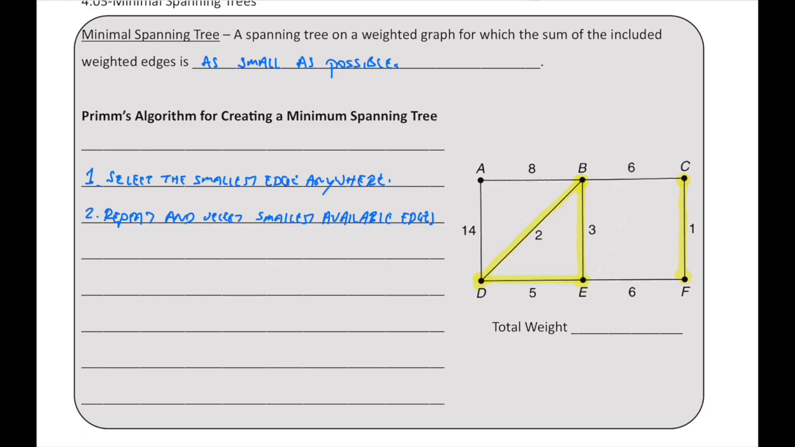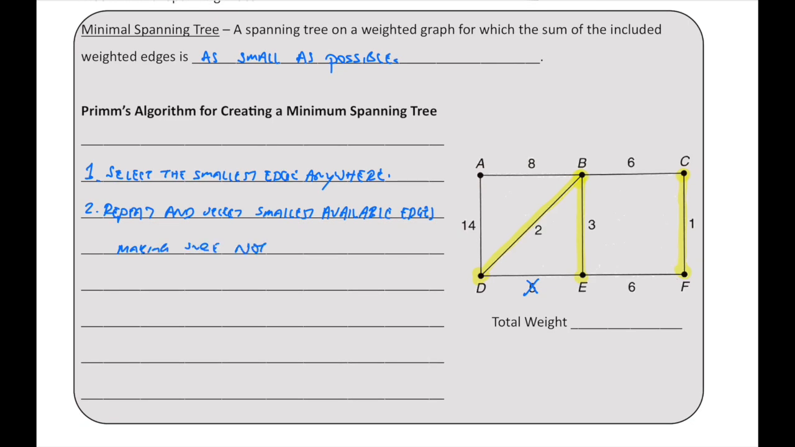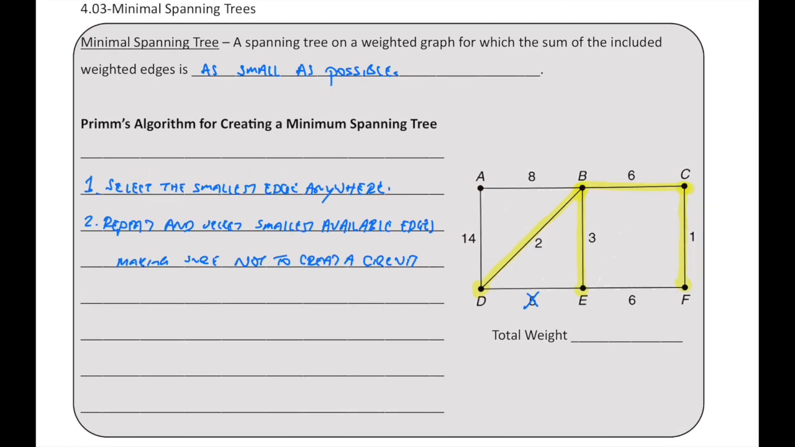The 5, ooh, that's a problem. The 5 is not allowed, so I'm going to undo that. The 5 is out because it creates a circuit. So when I say repeat and select the smallest available edges, we want to make no circuits. So I'm going to say making sure not to create a circuit. We can't use that 5. After that, we're going to use one of the 6s. Up next, from E to F, we also have 6, but that's not usable because that would also create a circuit. And after that, we look around and we see A is there.